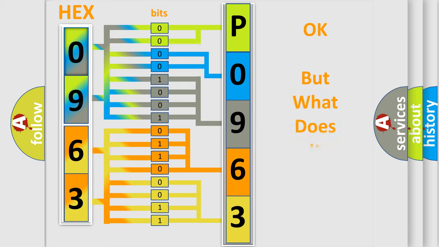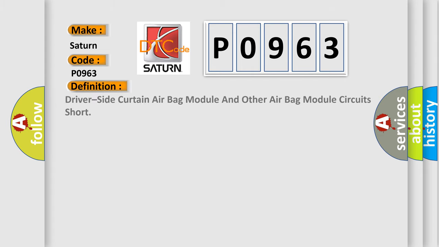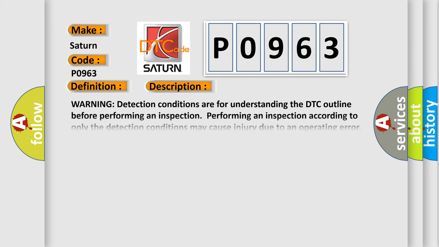The number itself does not make sense to us if we cannot assign information about what it actually expresses. So, what does the Diagnostic Trouble Code P0963 interpret specifically for Saturn car manufacturers? The basic definition is driver side curtain airbag module and other airbag module circuits short. And now this is a short description of this DTC code.